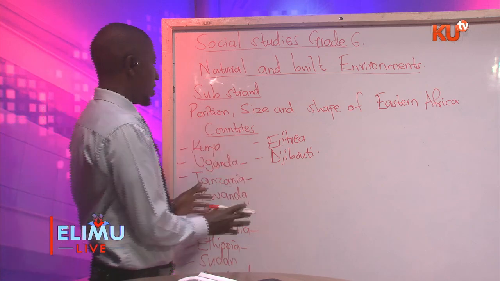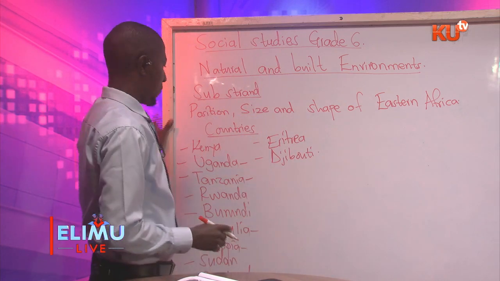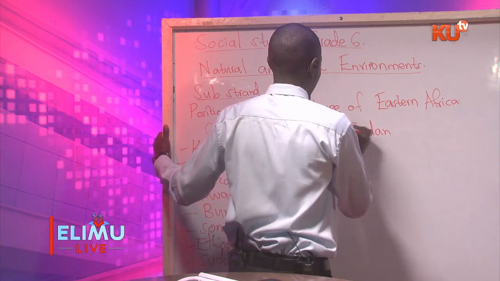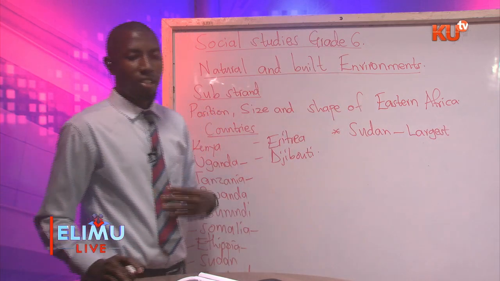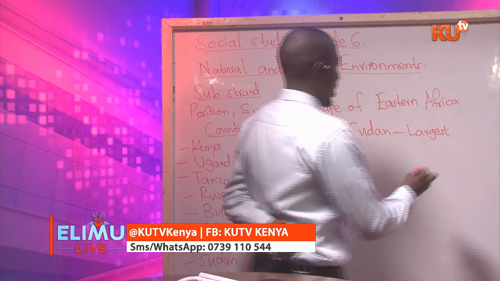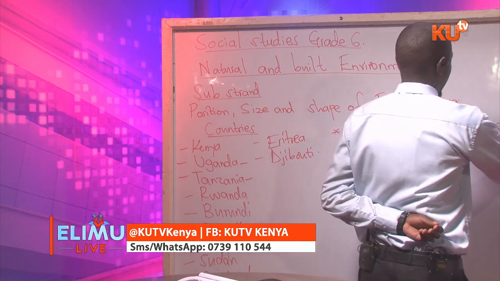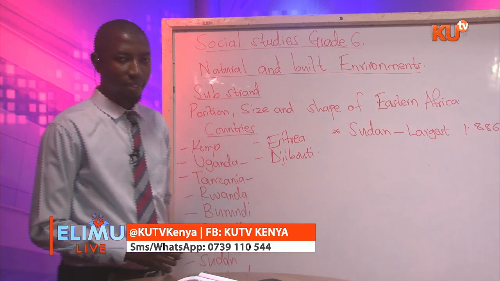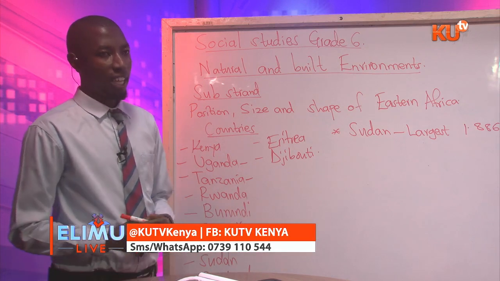Now, out of these countries, the largest country in terms of land mass in Eastern Africa is Sudan. It has a total size of 1.886 million square kilometers. That is Sudan. It is a very large country. I think 3 times the size of our country, Kenya.